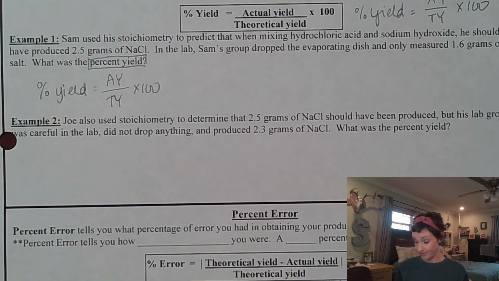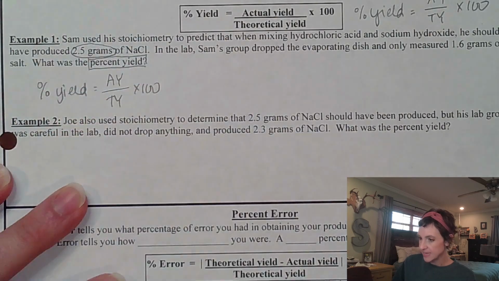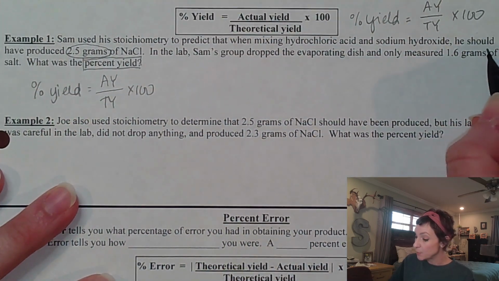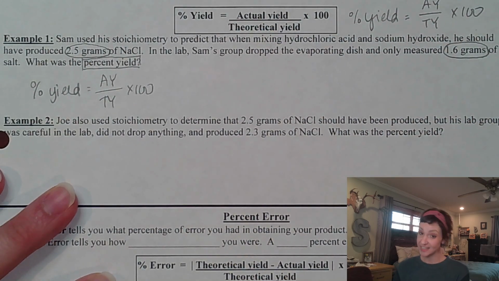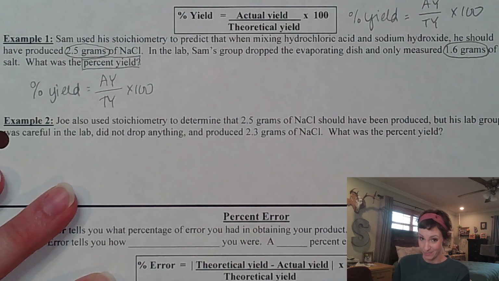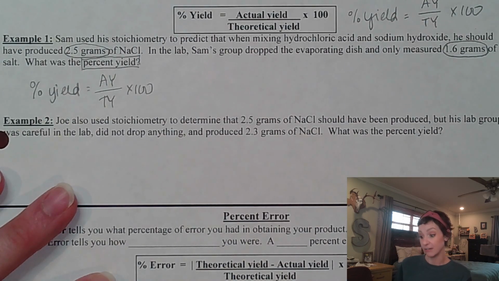Okay, so I've got to figure out what the AY is and what the TY is and put them in there. They give me two numbers here. The first number they give me is 2.5 grams, and the second number is 1.6 grams. Which is the actual yield and which is the theoretical yield? Well, the actual yield is how much you actually produced in the lab. The theoretical yield is how much you should have produced according to your stoichiometric calculations.